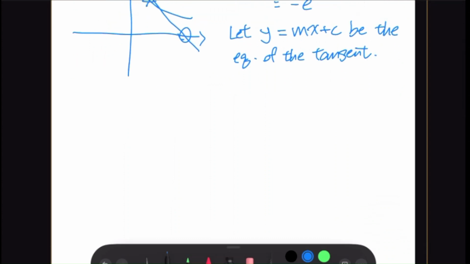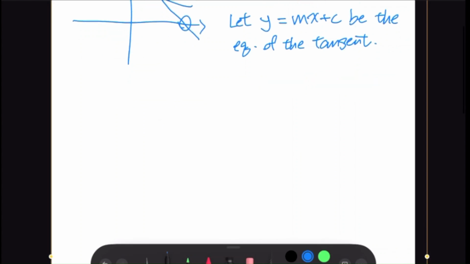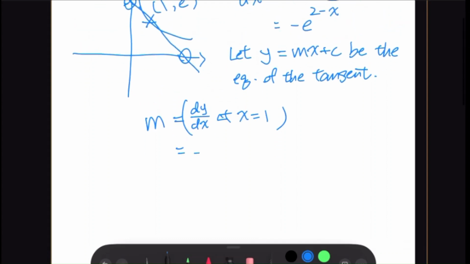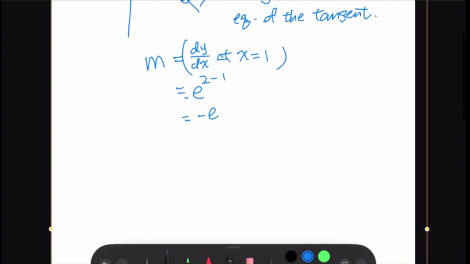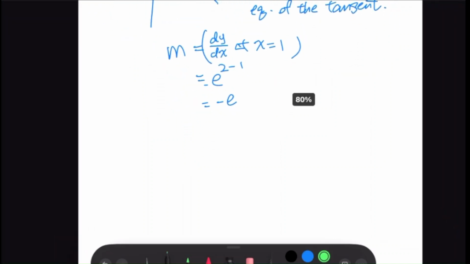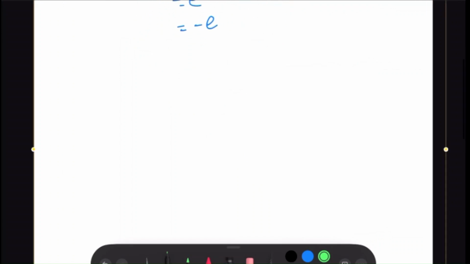And then our first job is to find the gradient, m. So what is m? Well, I'd say it would be dy/dx at x equals 1, because that's the definition of a gradient, which would equal negative e^(2-1), which would just be negative e. So the equation is actually y equals negative ex plus c.